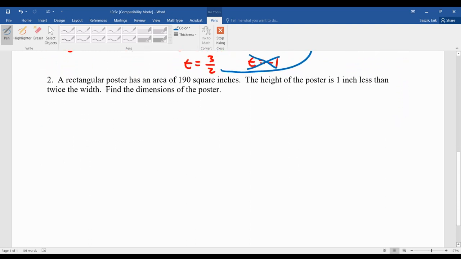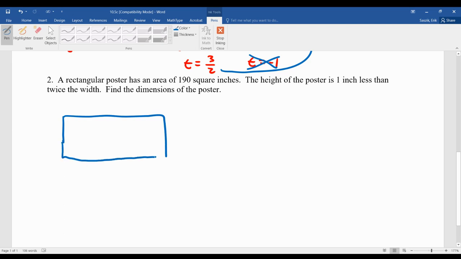A rectangular poster has an area, so we got one more problem to do here. Now, we've done stuff like this before, okay? Remember, define your variable for what you don't know anything about. It says the height of the poster is 1 inch less than twice the width. We don't know anything about the width, right?